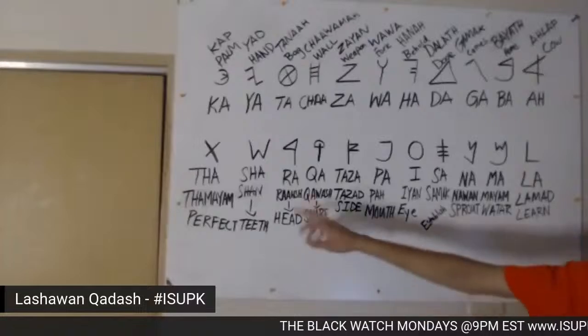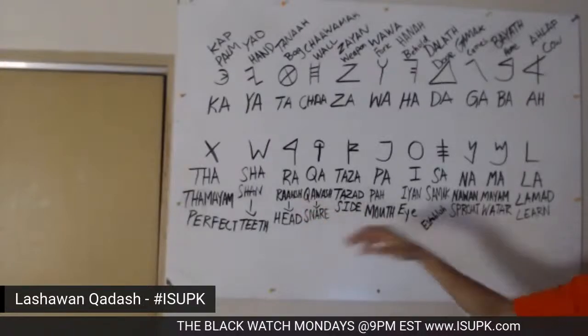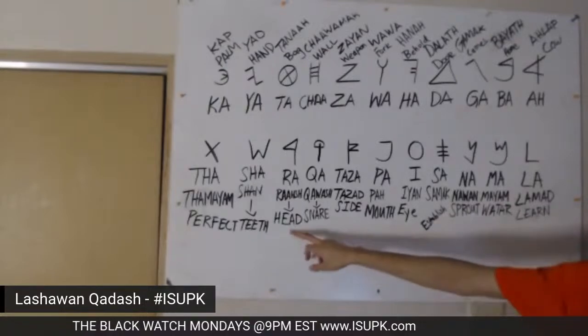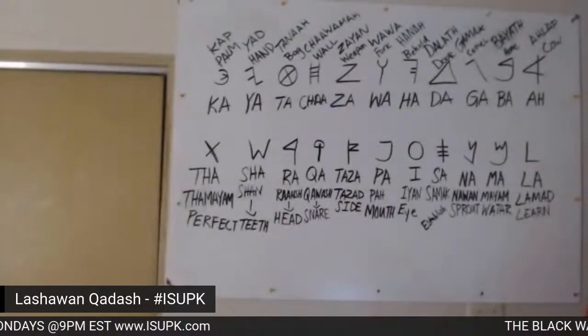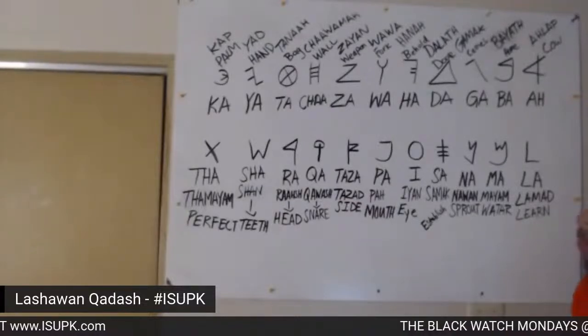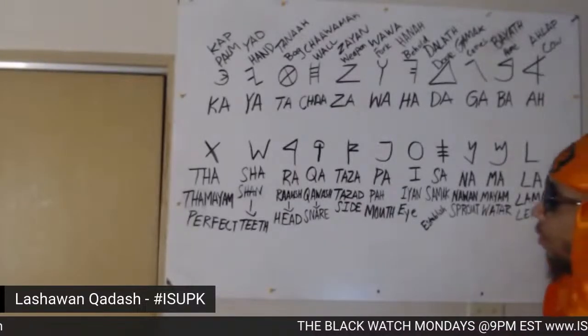as the base. Ra'ash is going to be the Hebrew, and the English is head. Okay, head or first is what Ra'ash is. Otherwise, Ra'ashwan is very similar.